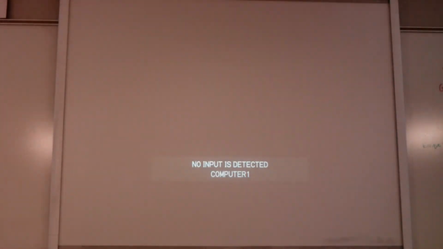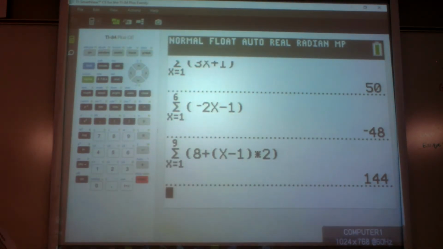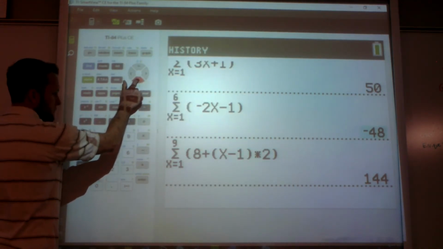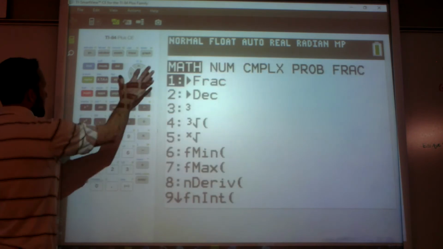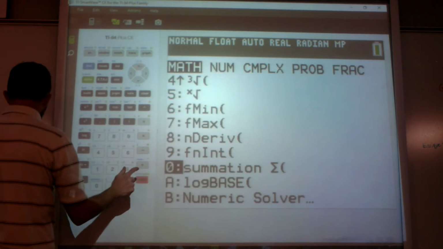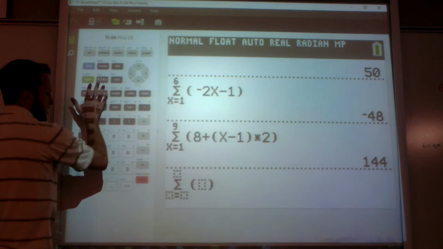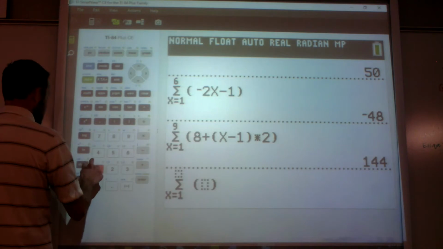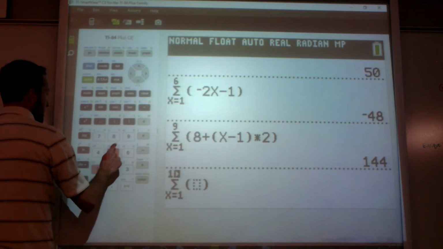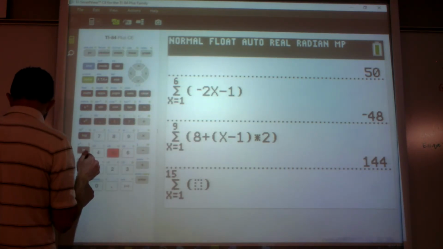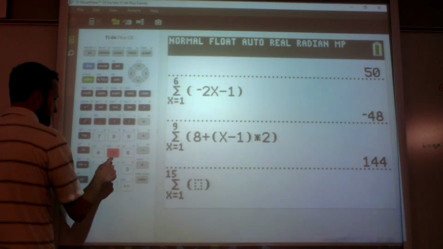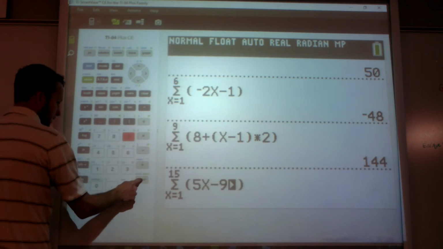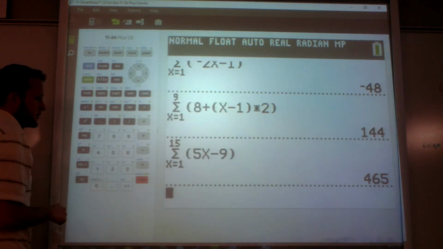So, what buttons do you push here? Remember? Math, up. Oh, that didn't work. Didn't recognize me pushing math. Up. Alright, so we're just putting in, I know it says m, but I'm just going to use x equals 1, and then we're going to go all the way to 15. And our explicit formula here is going to be 5n minus 9. Put that in, 465. Awesome.